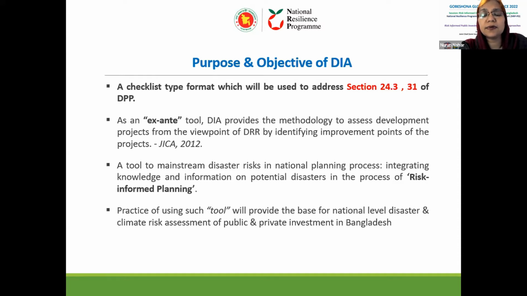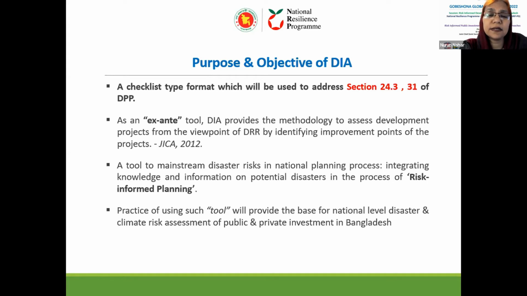And it is not just for the DPP. You will see all the list of DPPs in our annual development programs, and we also see it in the news when the Honorable Prime Minister approves the projects in the ECNEC meeting. So the projects are the DPPs that are being approved. So this DIA is also a mainstreaming tool. Mainstreaming of what? Mainstreaming of disaster risk in the national planning process.